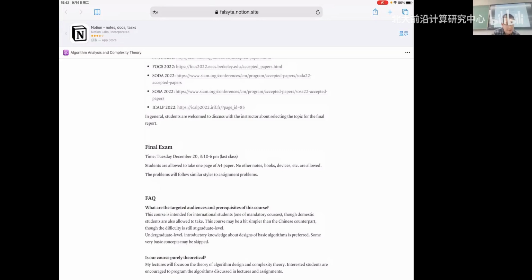What level of programming is required for this course? Do we have any assignments or tests that need to implement code? There is no requirement. I won't require any coding. This course is a purely theoretical computer science course, and we don't have any coding requirement for the assignments and also for the final exam.